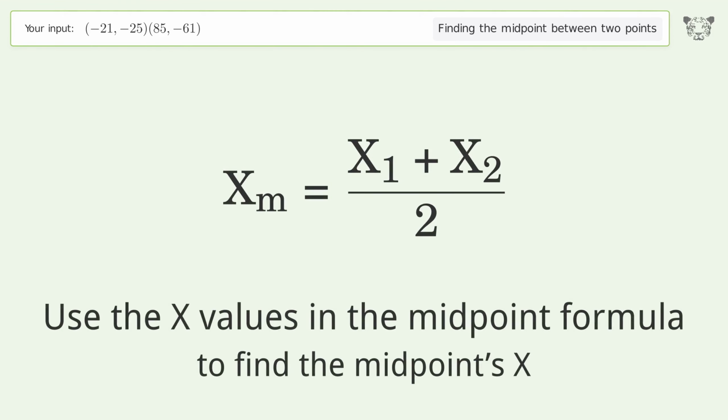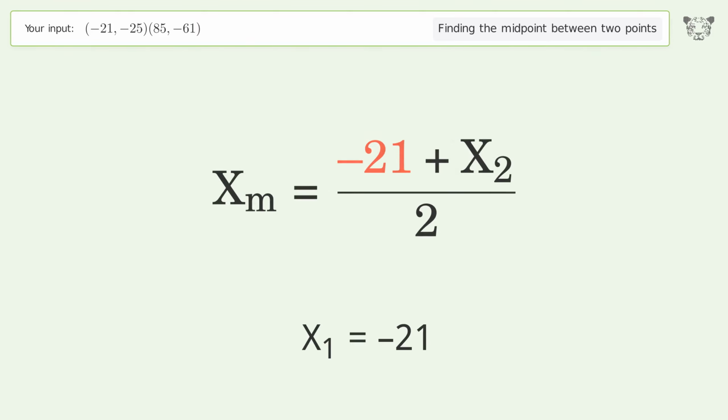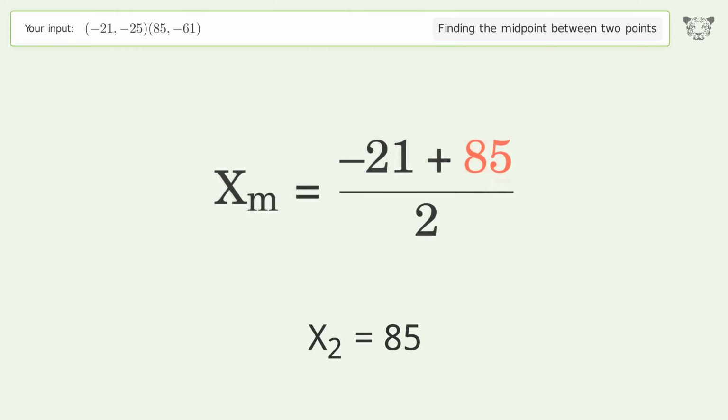Use the x values in the midpoint formula to find the midpoint's x. x1 equals negative 21. x2 equals 85. Simplify the arithmetic.